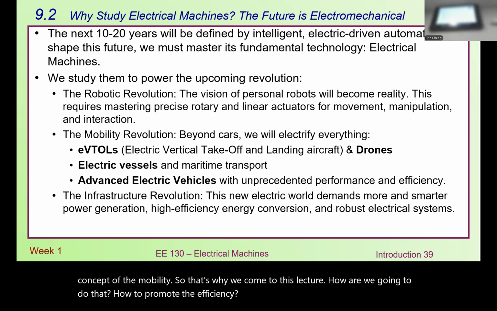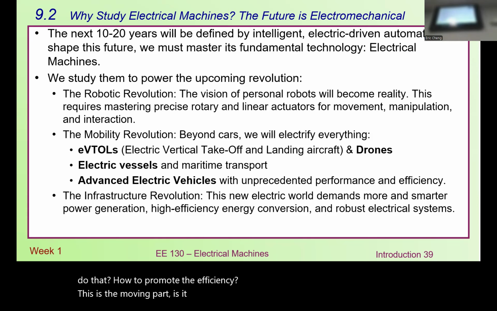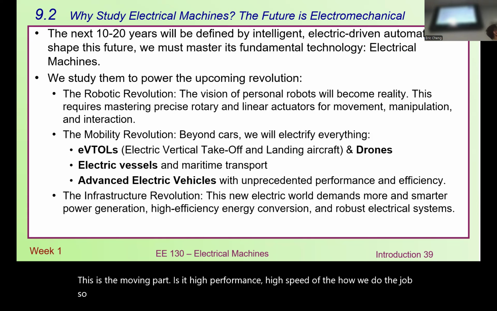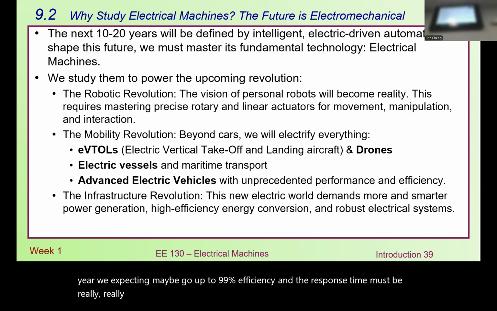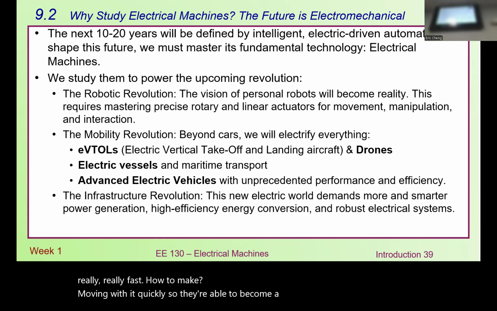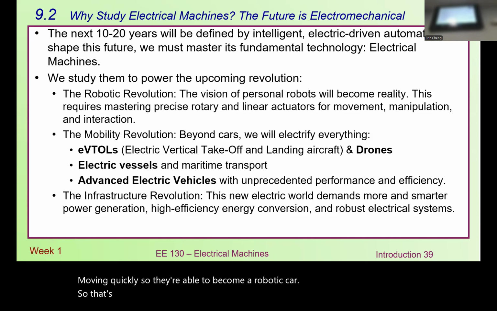If the moving part is high performance, high speed, how do we do the job? That means a motor needs at least 95% efficiency, maybe even higher. In the next few years, we're expecting it to go up to 99% efficiency. And the response time must be really, really fast. How do we make the motor move really quickly so that it can become a robotic part? That's something we need to do, and that's a lot of work.